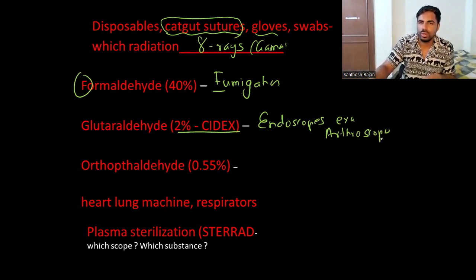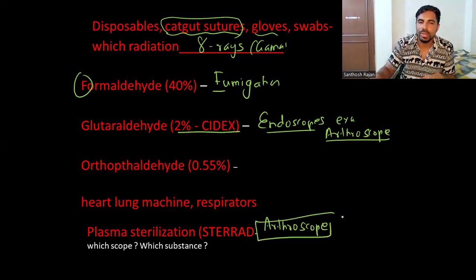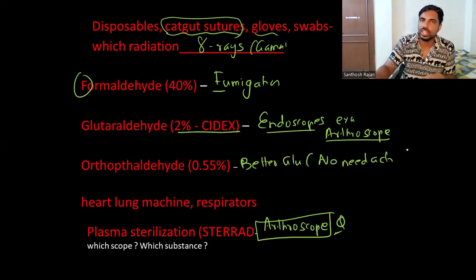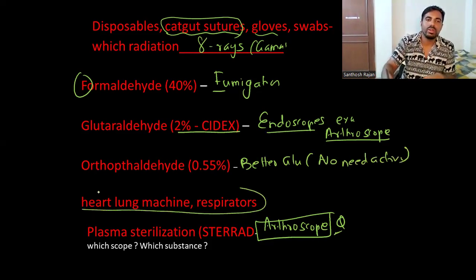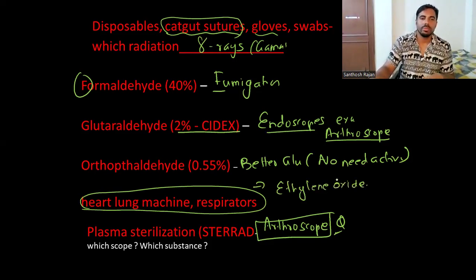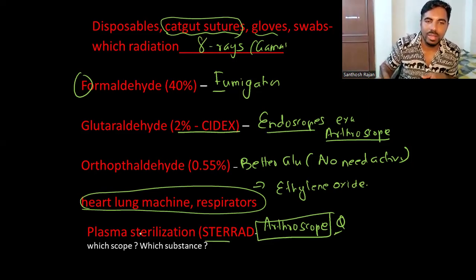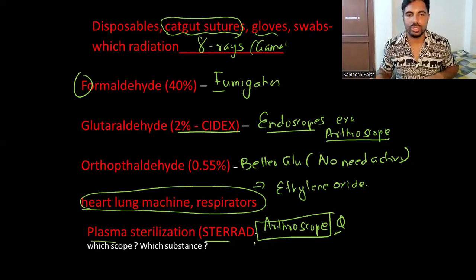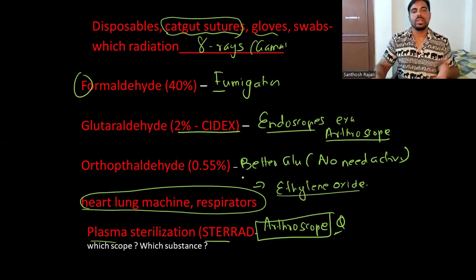For any ortho joint related arthroscope, which is the best? Plasma sterilization. Except for arthroscope, the best is plasma sterilization. Orthophthalaldehyde is better than glutaraldehyde because there is no need for activation, it's already active. For the heart lung machine and respirator, the best is ethylene oxide, which I already told you about. Plasma, Sterrad plasma, they are the same, and usually best for arthroscope. That is one question they can ask you.